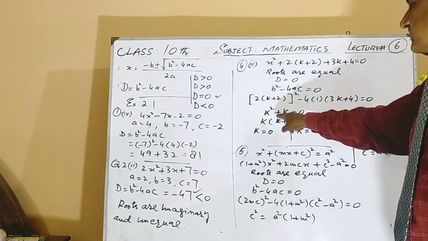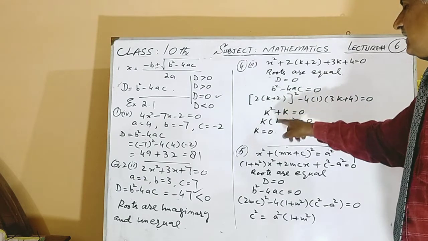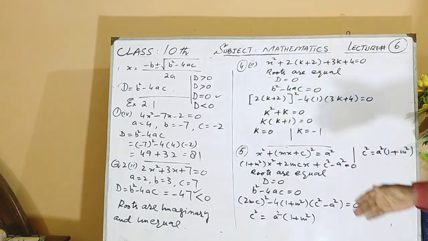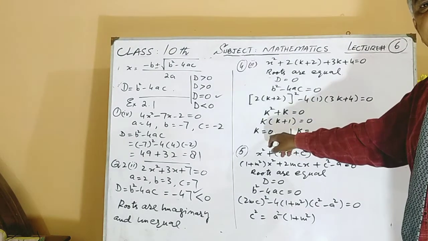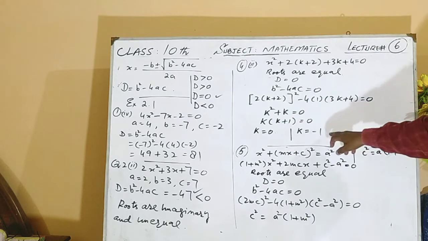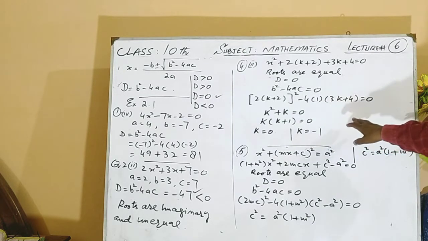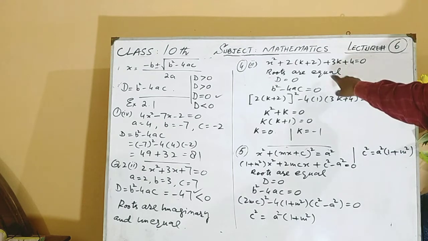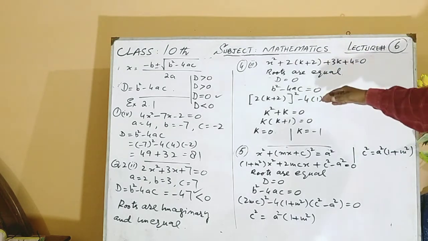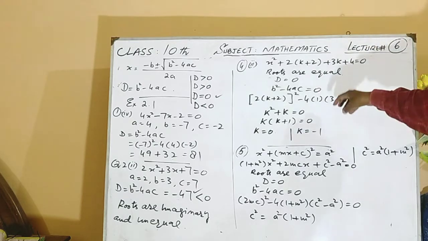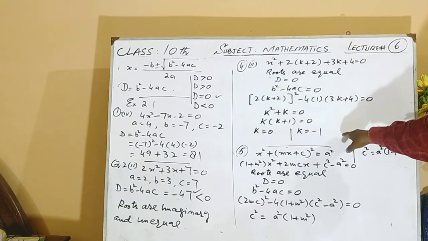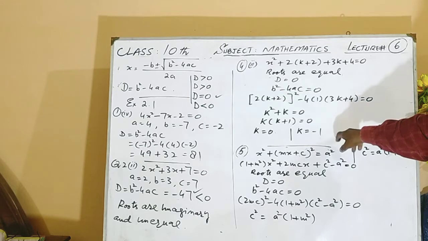After simplification, you will get k square plus k, and when you take k common and simplify, you will get the value of k is equal to 0 and k is equal to minus 1. It means if equal roots are given, then in the start you should take discriminant equal to 0, then put the values, and ultimately you will get the answer. You will get the value of the unknown.